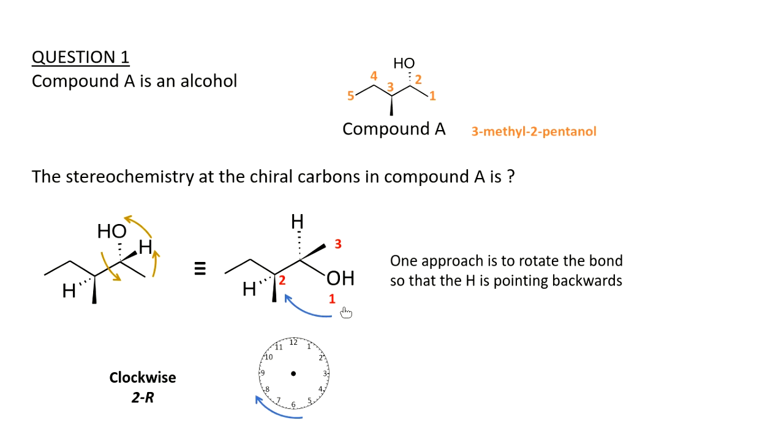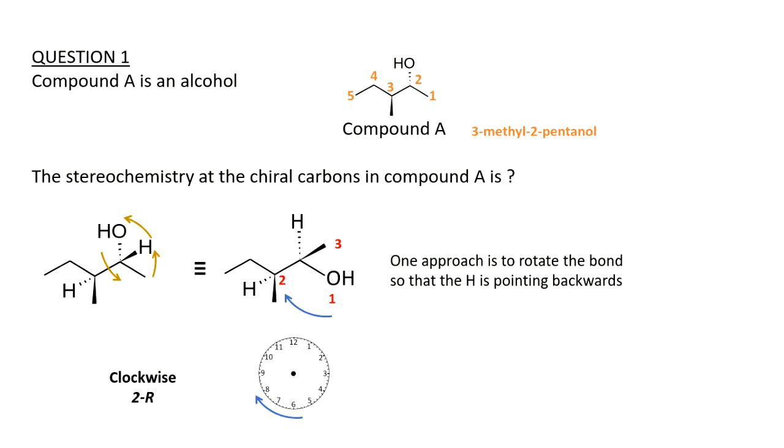And using the Cahn-Ingold-Prelog rules, we know that oxygen has a higher atomic number than carbon. And so oxygen will have priority 1. The carbon attached to other carbons will have priority 2. And the methyl group will have priority 3. And so the stereochemistry at carbon number 2 would be R, since we are going clockwise.